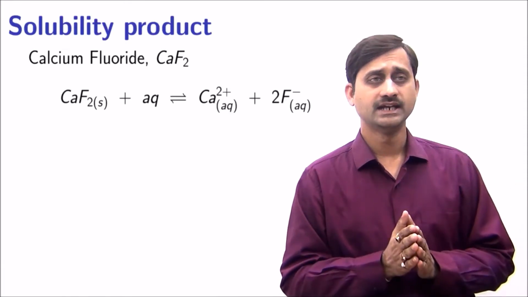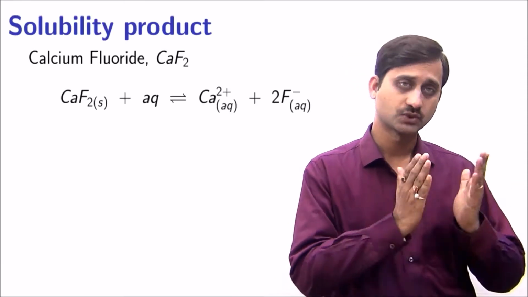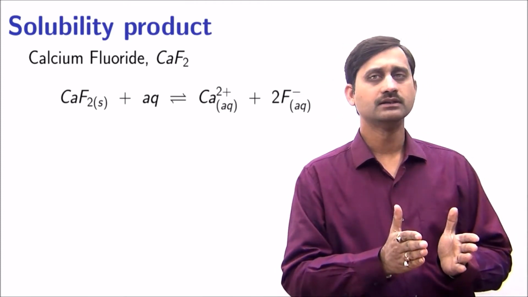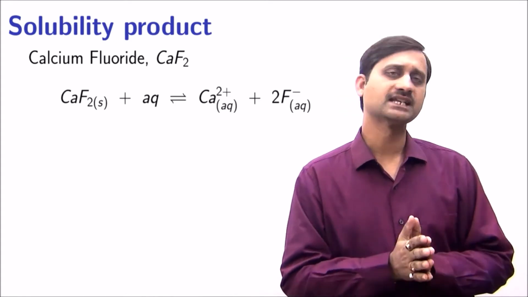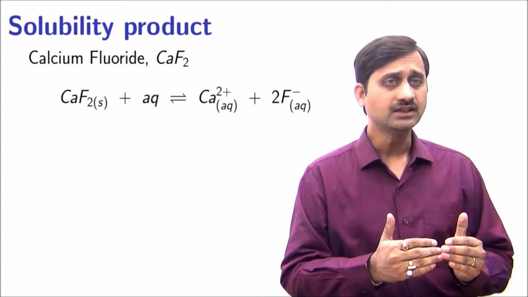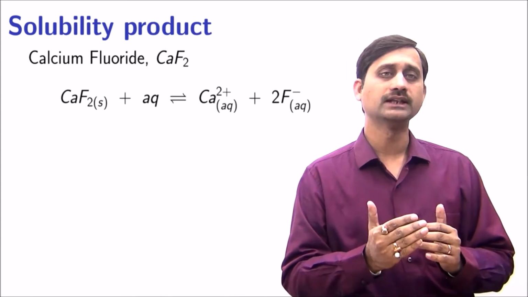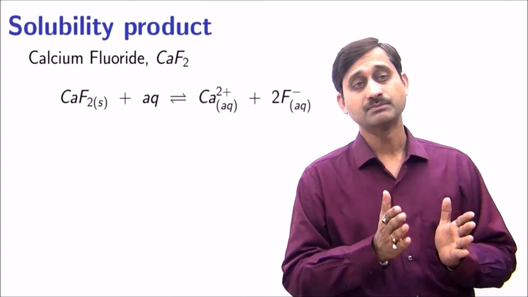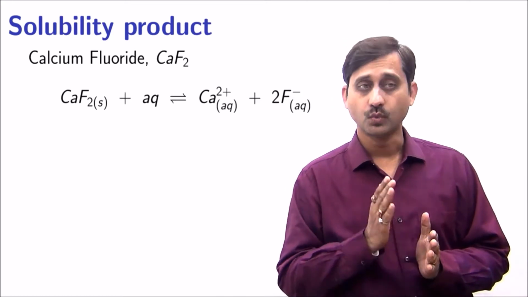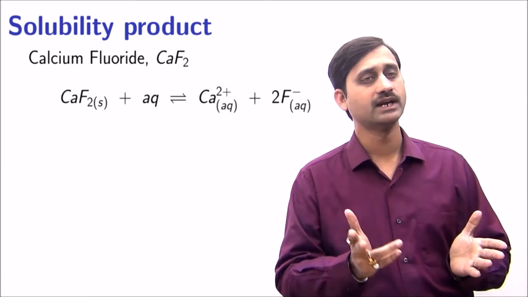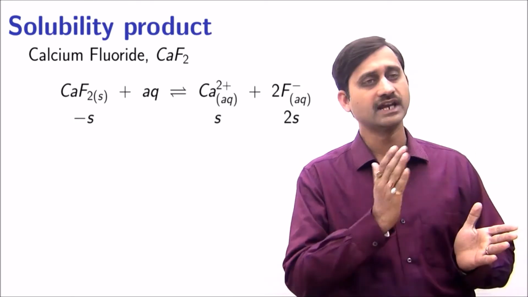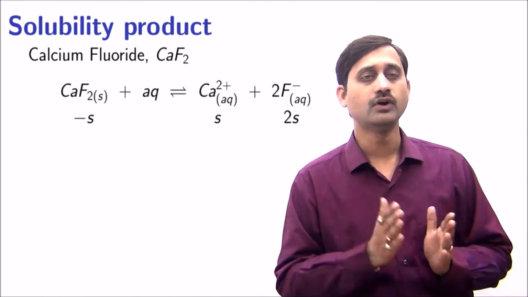Taking another example, and this time of calcium fluoride, in which the stoichiometric coefficient of calcium is 1, while of the fluoride is 2. Calcium fluoride, CaF2, also is a sparingly soluble salt. Here again, we consider the moles of salt dissolved in a liter of solution as S. The equation tells us that per mole of calcium fluoride dissolved, 1 mole of calcium ions and 2 moles of fluoride ions are formed. So when S moles of calcium fluoride dissolve, S moles of calcium ion and 2S moles of fluoride will be formed.